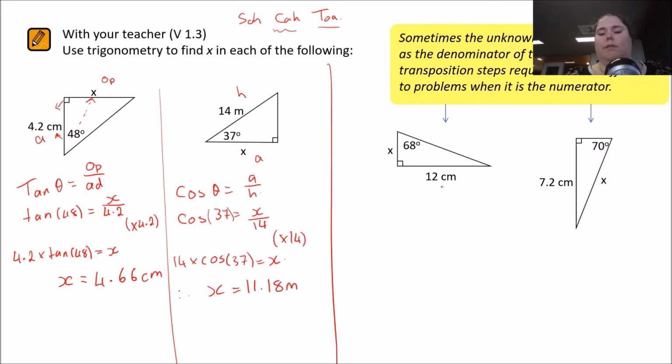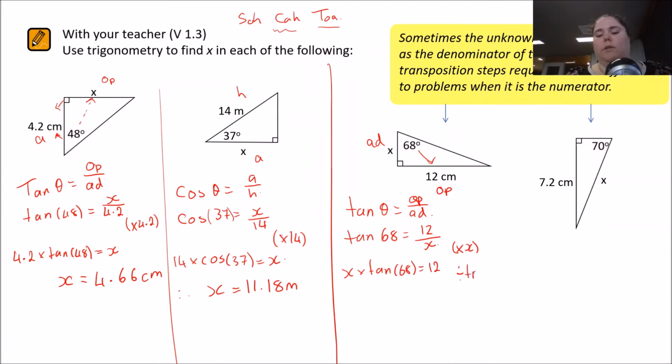Alright, continuing on with the process. So this one is opposite my angle and this one is adjacent to both of them. So we're going to use tan again. Tan theta equals opposite over adjacent. So then we sub in our values. Alright, this one's slightly different because we have the x on the bottom. Well, it's either a two-step process or you can remember what I'm going to tell you in a second. So if we times both sides by x, we now have x tan 68 equals 12. And then we would divide both sides by tan 68. So x equals 12 on tan 68.